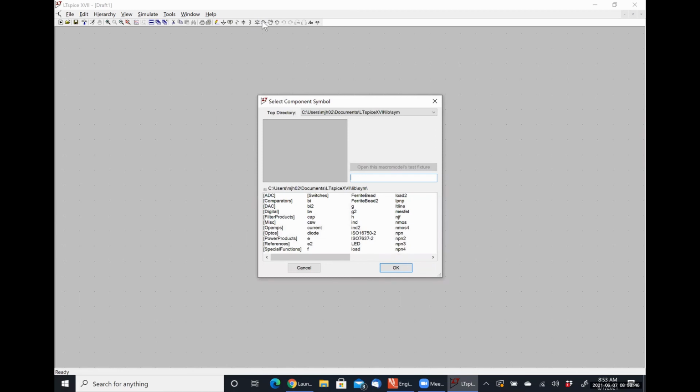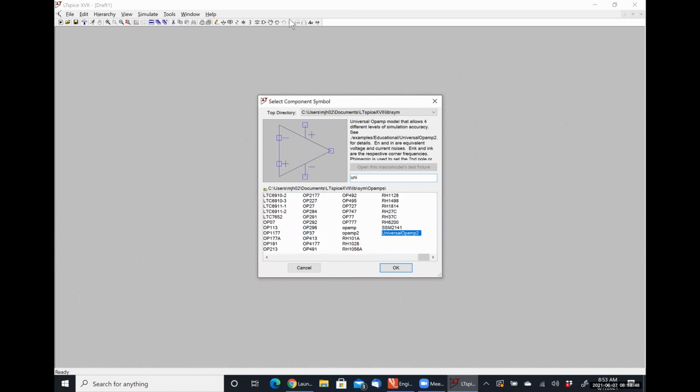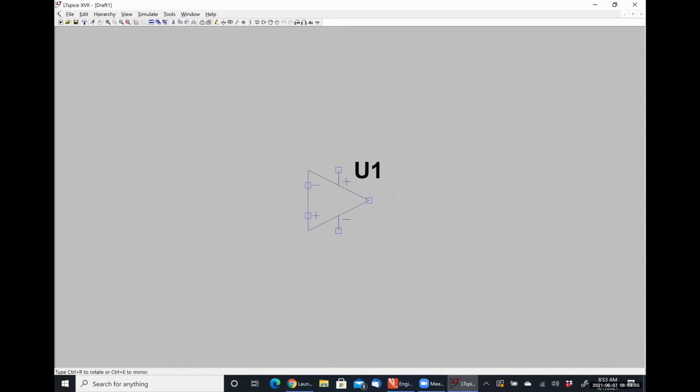All right, so I'm going to use what's called universal op amp 2. I use this for op amps for a very specific reason. So I'm just going to go ahead and drop this in. Now, a couple of things that I want to point out here. For this particular op amp model, the inverting terminal is the one on top, the non-inverting terminal is the one on bottom, and then the positive power supply voltage is on top and the negative power supply voltage is on bottom. So it's a little backwards, so you have to pay attention to that.